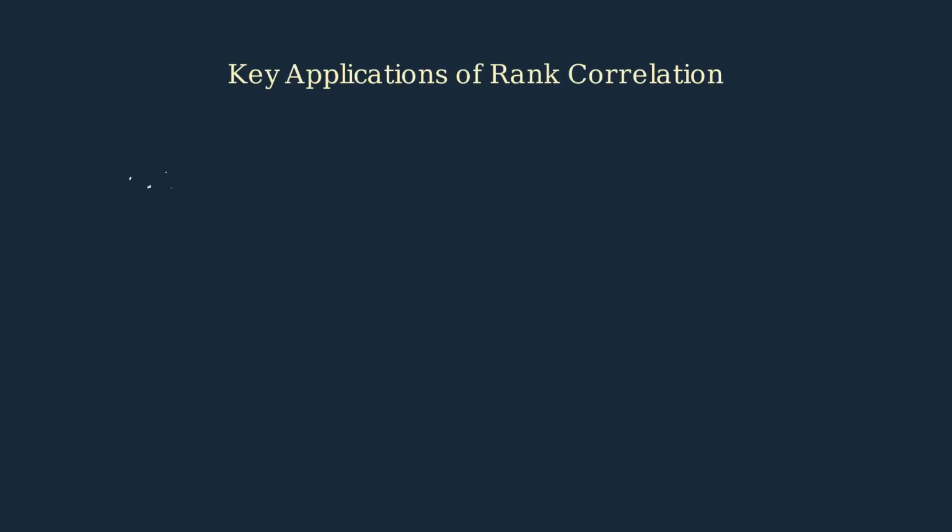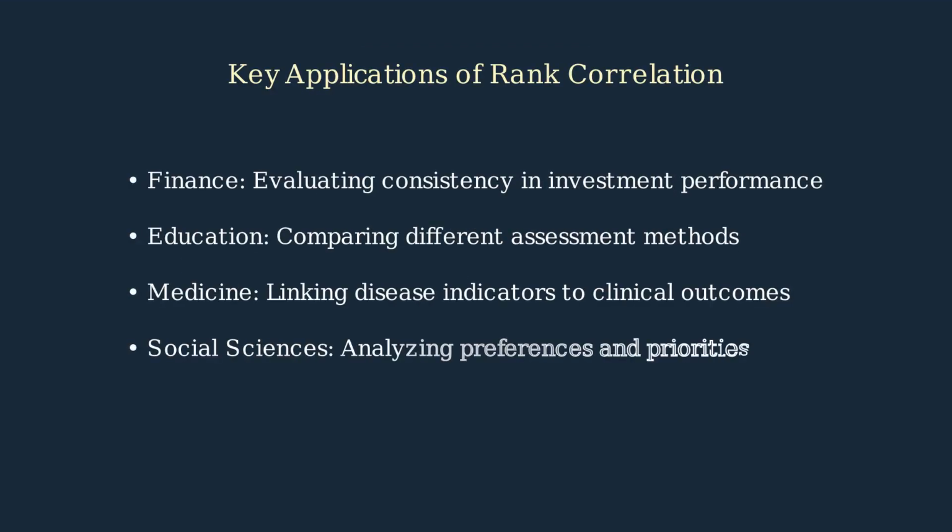To summarize, rank correlation methods have powerful applications across multiple disciplines, from finance and education to medicine and social sciences. They provide robust tools for analyzing relationships in data, especially when dealing with rankings, ordinal data, or when the relationship between variables may not be linear.